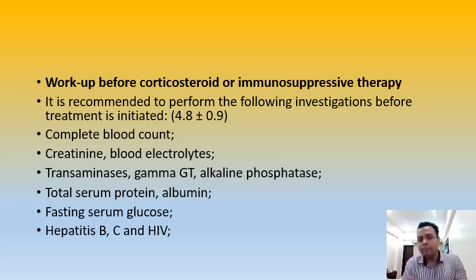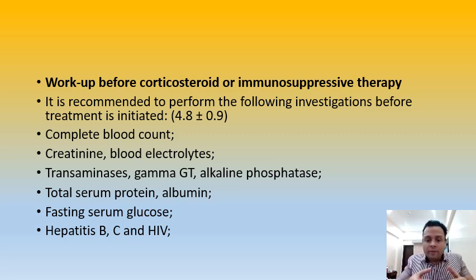So the complete blood count is very important, along with creatinine for renal function and blood electrolytes. Normally I do renal function tests and liver function tests, to see whether there is any transaminitis, including your gamma GT and alkaline phosphatase, total serum protein and albumin, because these patients lose a lot of albumin.